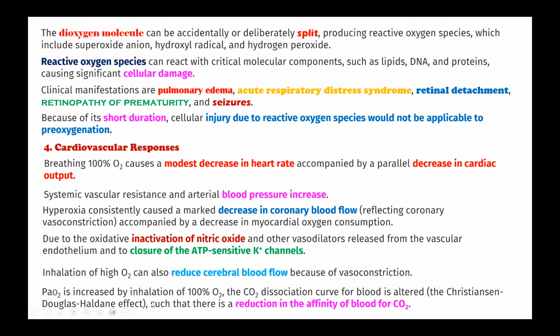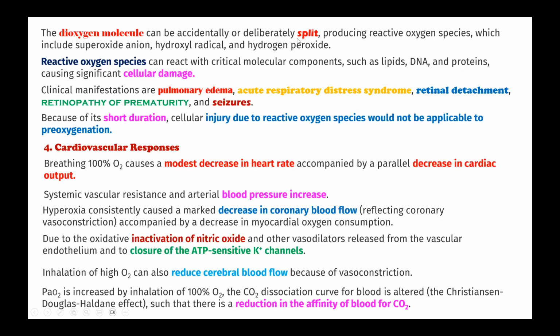PaO2 is increased by inhalation of 100% oxygen. Then the carbon dioxide dissociation curve is altered, so there is a reduction in the affinity of blood for carbon dioxide. So carbon dioxide accumulation can happen in the body. So these are the answers for preoxygenation.